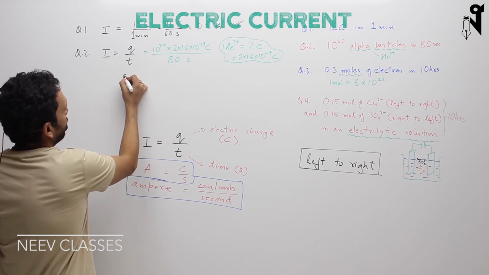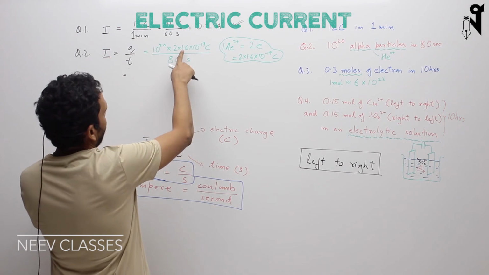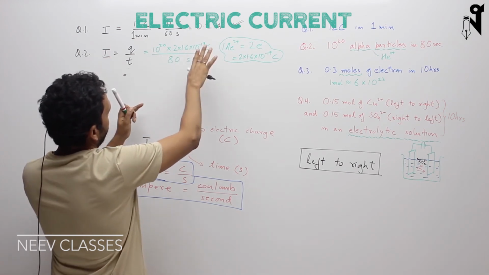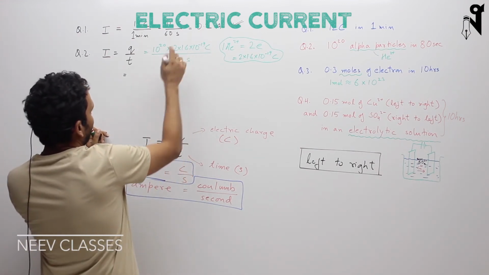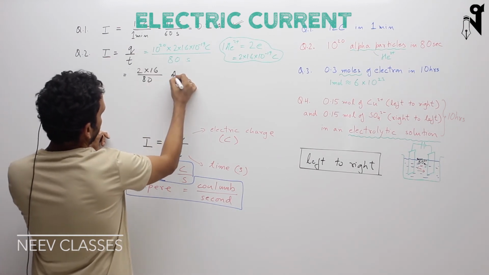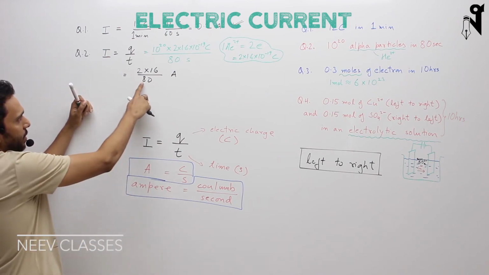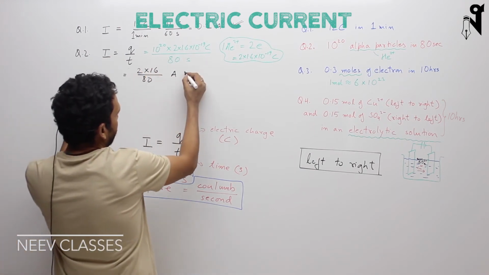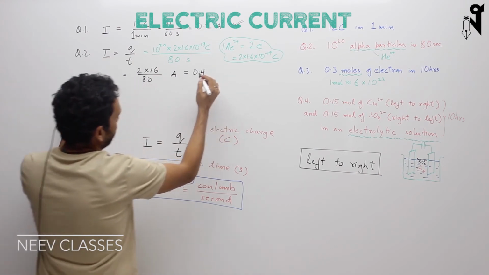And if you do the calculations, what do you get? You can cancel a 2 over here, and 10 power 20 into 10 power minus 19 is effectively 10. So 1.6 into 10 will become 16. So you have a 2, you have a 16, and you have an 80 amperes. That's your answer. So 8 goes with 16 and gives you a 2 over here. 2 into 2 is 4. 4 by 10, that means 0.4. In fractions, you can leave it as 2 by 5.